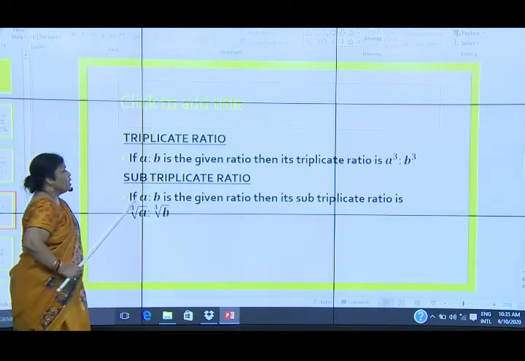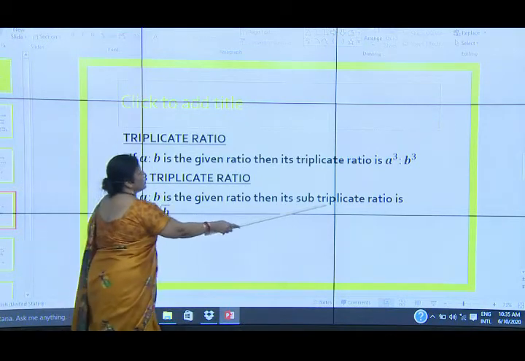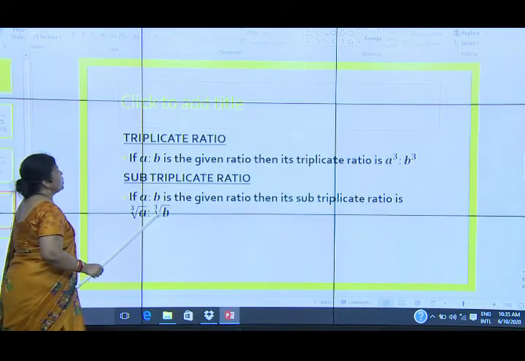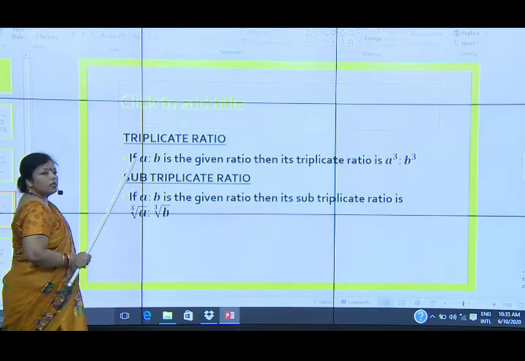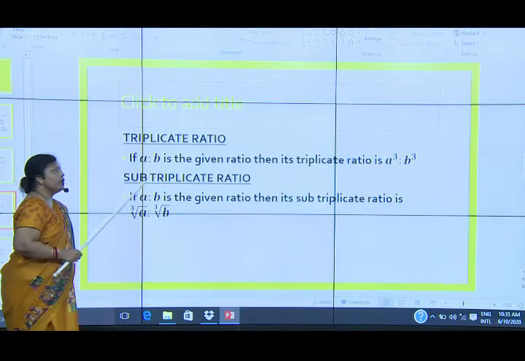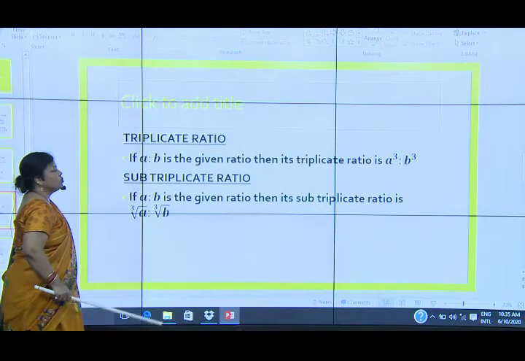Subtriplicate ratio. If A is to B is the given ratio, then its subtriplicate ratio is cube root of A is to cube root of B. Children, as we were doing in the subduplicate, we were doing square root of A and B. If it is subtriplicate, then we will do cube root of A is to cube root of B.